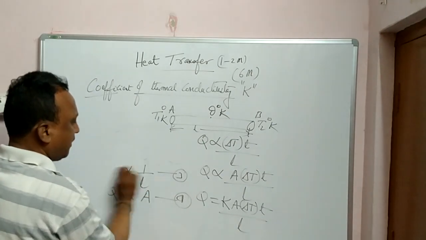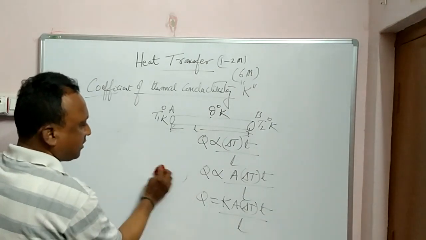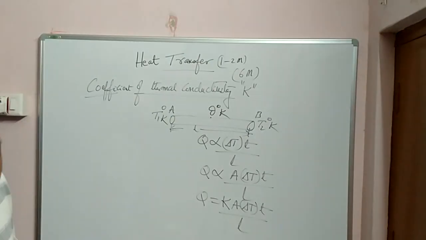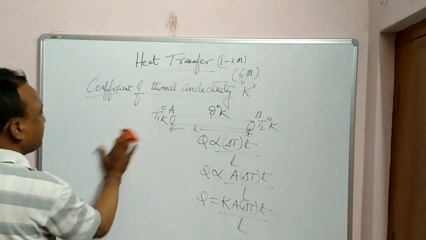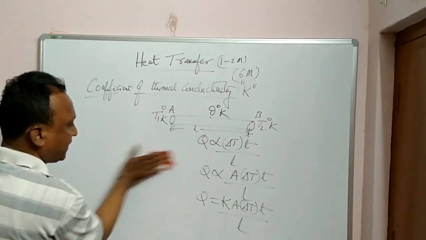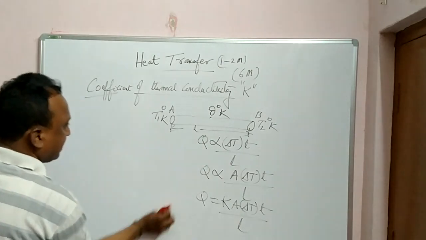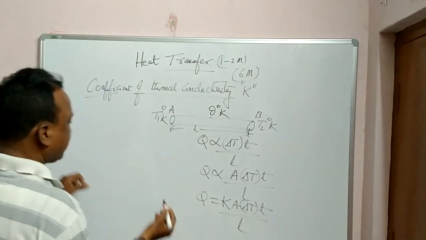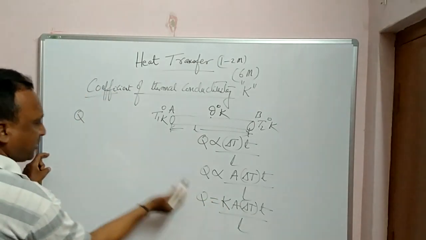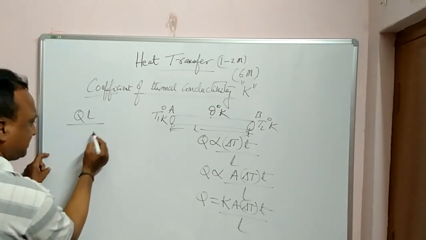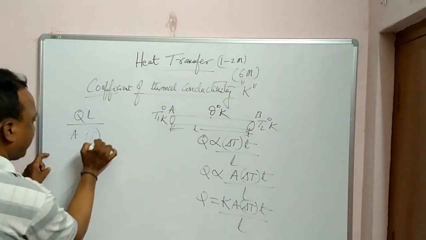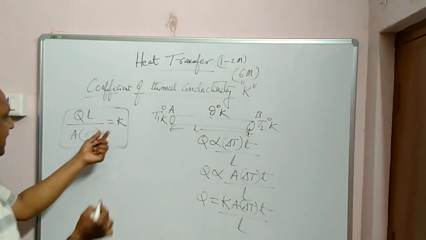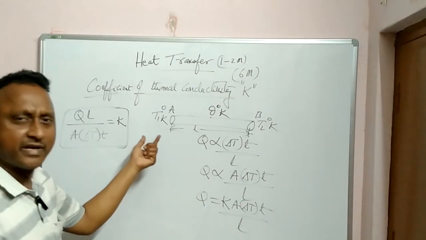Right. Now you observe carefully. We got an equation for coefficient of thermal conductivity of the material. That is, see, Q is equal to, that means quantity of heat flowing in a conductor of length L, area of cross section capital A is given by this thing. Now I will substitute and change the equation as Q into L by A into delta T into small t is equal to K. This is the exact formula for coefficient of thermal conductivity K.